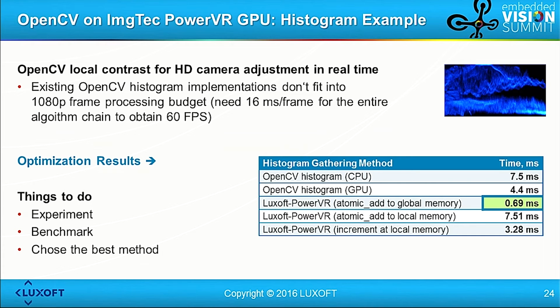Now another example of that same thing, of code optimization: we benchmarked the GPU performance for one of the OpenCV algorithms. We played with many different implementations and benchmarked that. And by using one of the methods, incrementing in global memory, we now have under 1 millisecond, which gives plenty of budget for full frame 60 FPS processing on HD, for instance, which was not possible in the initial implementation.